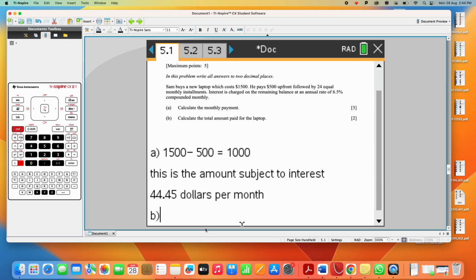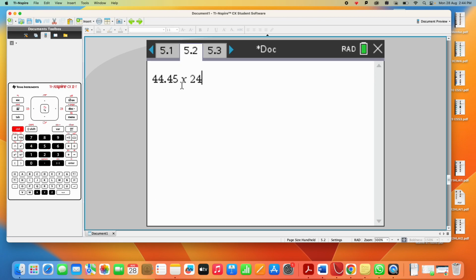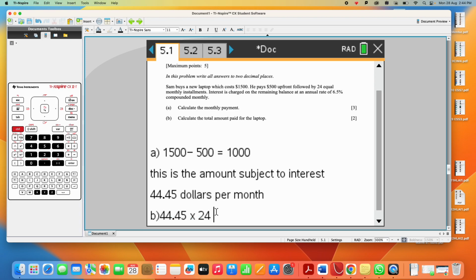And then part B. Calculate the total amount paid for the laptop. Well, obviously we've got 44.45 times by the 24, right? So we need to do that calculation. Plus 500. Yep. And then, of course, don't forget that we've got the initial 500 that we put down, right? So the laptop costs 1,500, but you've had the pleasure and privilege of paying for it spread out, which makes sense. So your 1,500's turned to 1,566.8.